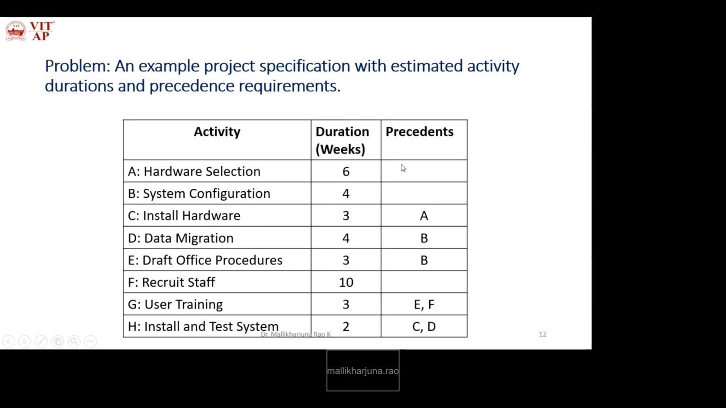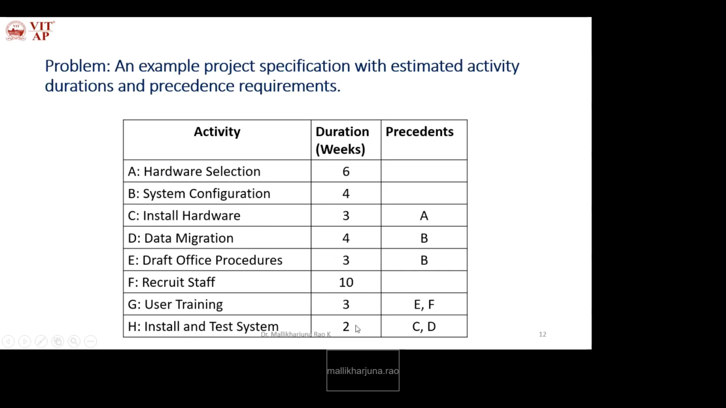Okay, same way you have to check whether any activity is not having a precedence. So here F is also not having any precedent, so we can represent A, B and F as start activities. Okay, then C. So C will start after A. In the same way we have to check whether C is a precedent for any other activity. Yes, C is the precedent activity for H.